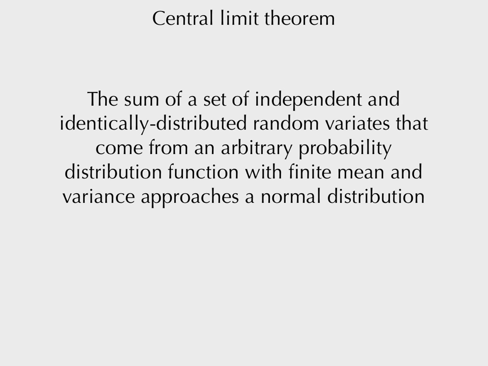So here's what the central limit theorem is. The sum of a set of independent, identically distributed random variates that come from an arbitrary probability distribution function with finite mean and variance approaches a normal distribution. It's very clear, right? Let's unpack it. What's independent and identically distributed? What does that mean? Make sense to everyone? Okay. What's an example of some data that aren't independent and identically distributed? Right? Good. And if I pull all the hearts and there's no more hearts there, what else? Something close to your hearts by this point.